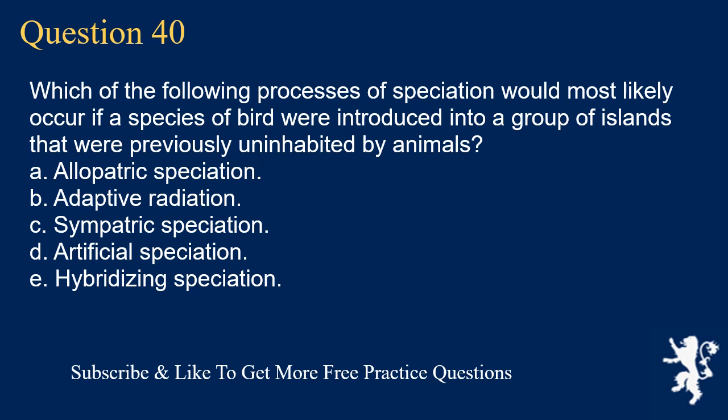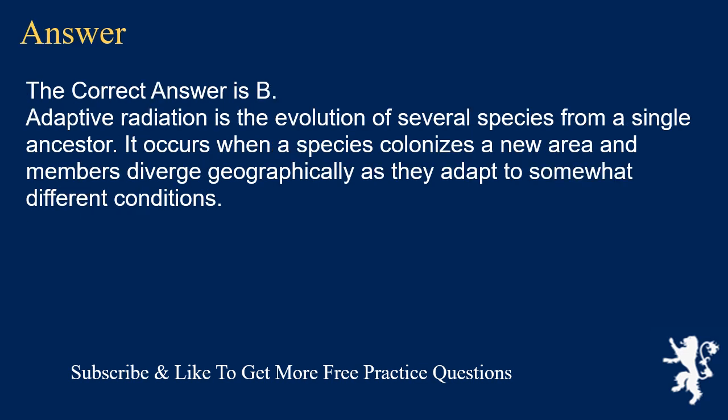Sympatric speciation. D. Artificial speciation. E. Hybridizing speciation. The correct answer is B. Adaptive radiation is the evolution of several species from a single ancestor. It occurs when a species colonizes a new area and members diverge geographically as they adapt to somewhat different conditions.